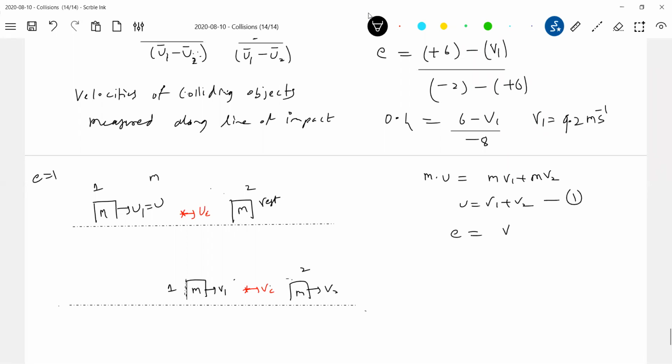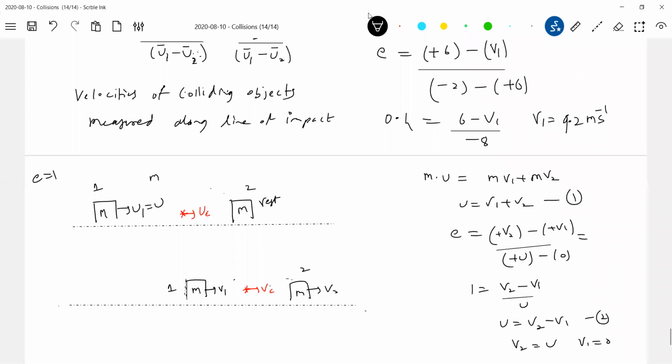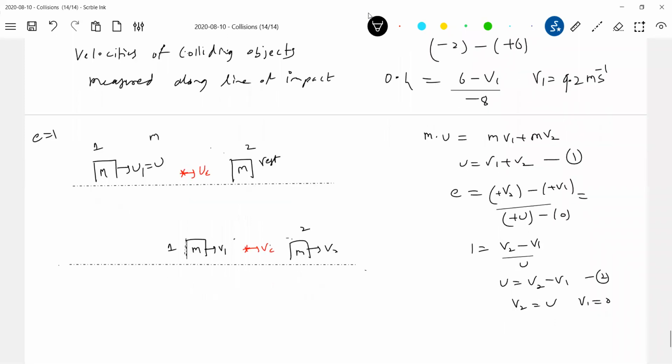Applying the coefficient of restitution, e equals V2 minus V1 by U minus 0. With e equal to 1, V2 minus V1 equals U. Adding up these two, how much will we get? V2 equals U and V1 is 0. So what is the conclusion? After impact, the first body will come to rest, and the second body will move with the velocity of the first body. This is before collision, this is after collision.